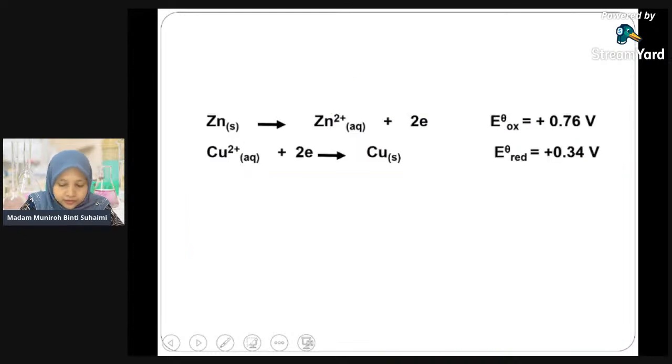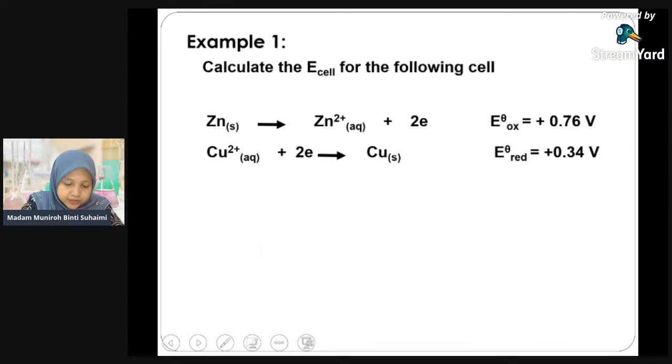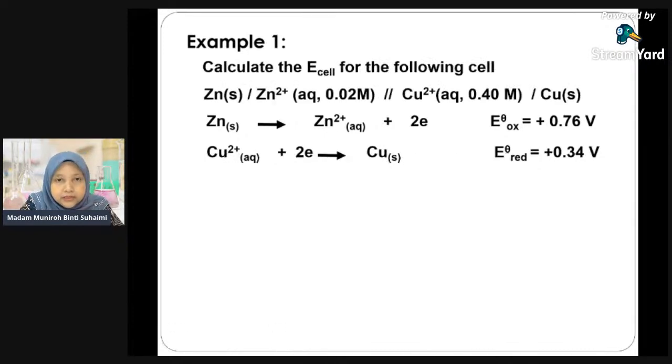So we go to the next slide and we will see an example question. The question is, calculate the E cell for the following cell. The question gives a cell notation.